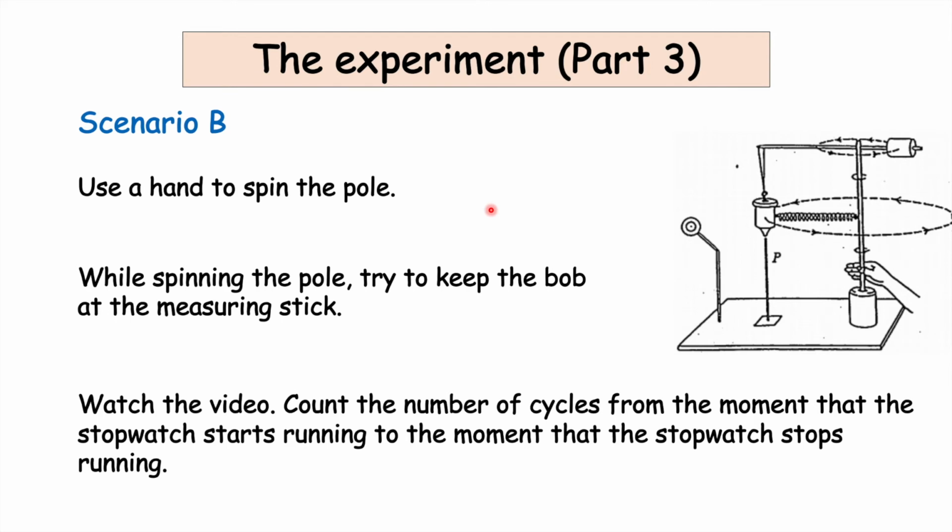And take the mass with lowercase m out. Use the hand to spin the pole. Again, while spinning the pole, try to keep the bulb at the measuring stick of this pointer P. Watch the video, count the number of cycles from the moment that the stopwatch starts to the moment that the stopwatch stops.